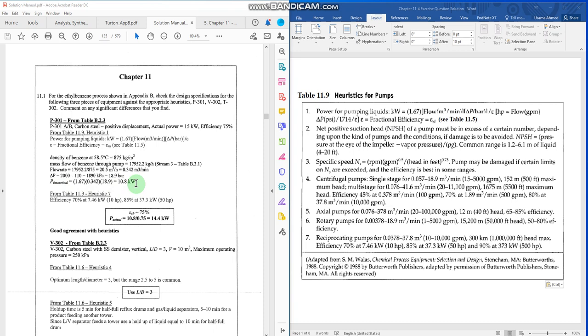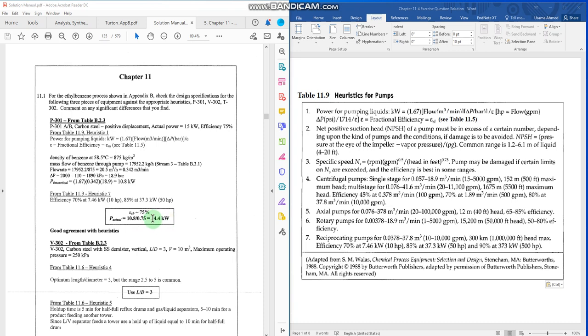Okay, and now we have to use the efficiency for the pump that is provided to us, which is 75%. So now we can divide this term by 0.75. We can divide this 10.8 by 0.75, that comes out to be 14.4 kilowatt.